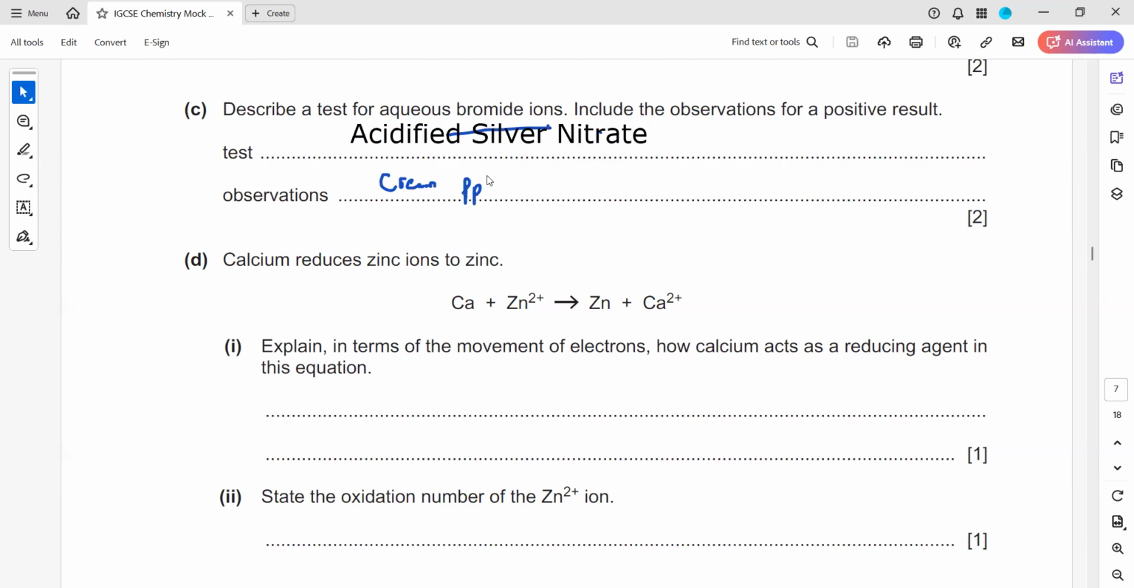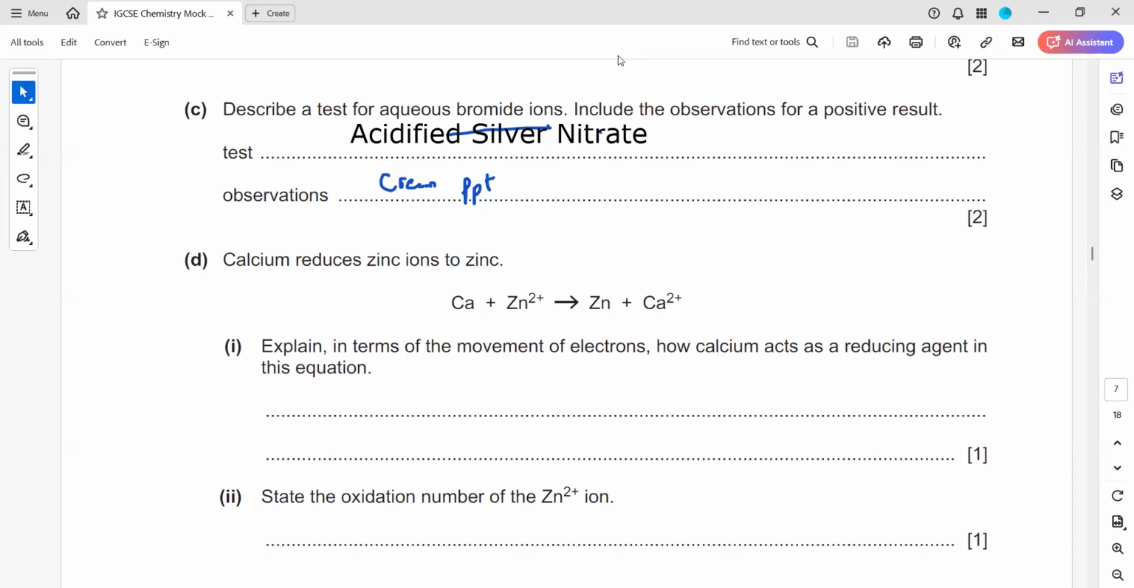So what's the color of chlorine? Chlorine, in the gas, is yellowish green at room temperature, but the cream precipitate is due to silver bromide. What is the color of cream? Off-white. Pale yellow is for fluorine.